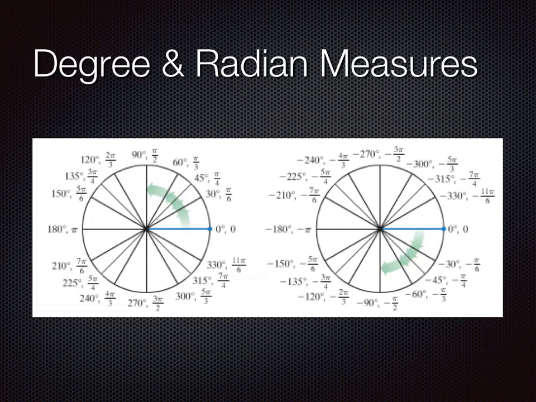Here's a quick review of your degree and radian measures. Remember, positives move counterclockwise and negatives move clockwise. These are all the ones from 0 to 360 or 0 to negative 360, and then also in radians.